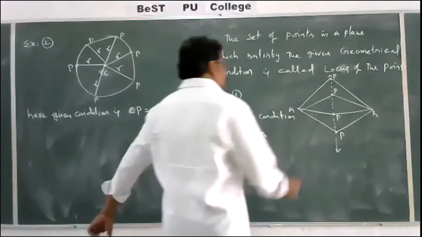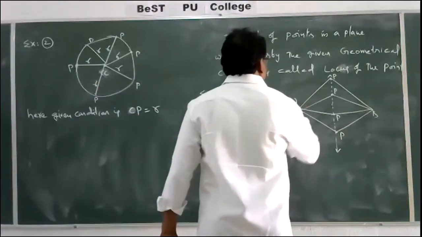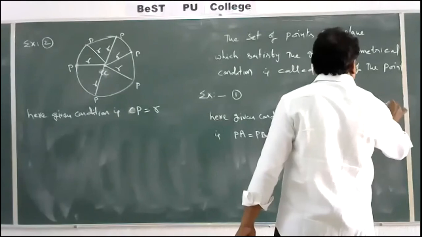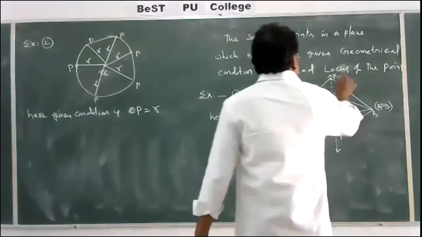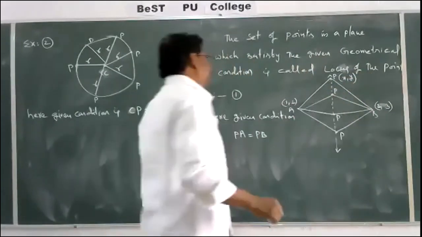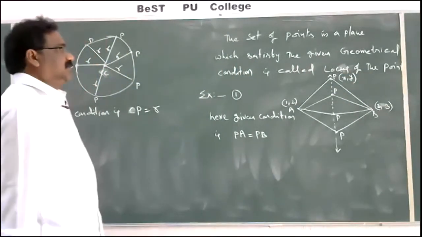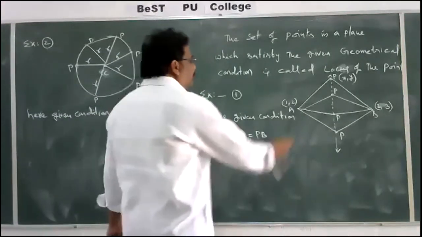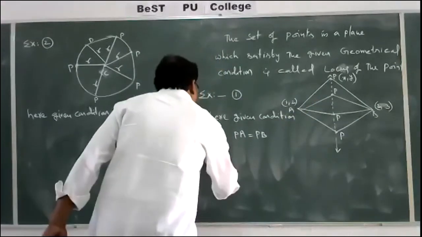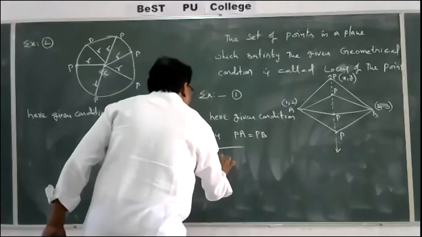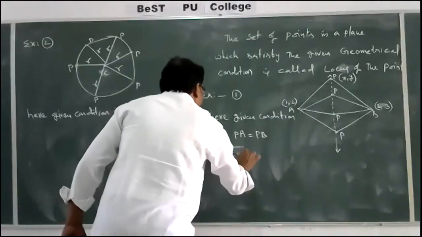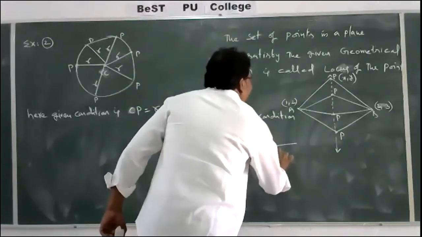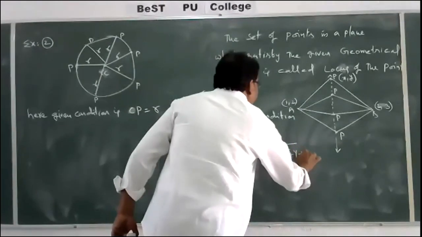For example, here you take some point A(1, 2), B is some (2, 3), and P is a general point (x, y). What is the general condition? The given condition is PA is equal to PB. PA, the distance between the two points, is the root of (x2 minus x1) whole square plus (y2 minus y1) whole square, that is root of (x minus 1) whole square plus (y minus 2) whole square, is equal to PB, root of (x minus 2) whole square plus (y minus 3) whole square.